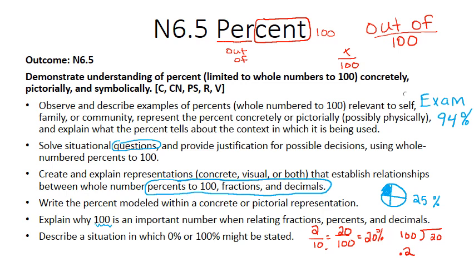The last one, describe a situation in which 0% or 100% might be stated. So lots of different ways. If it's pouring rain right now, the weatherman would say there's 100% chance of rain, because it's definitely happening. It is for sure. If it's a 0% chance of rain, that means there's no humidity, there's no cloud in the sky, it would never happen. So 0% is never or nothing, and 100% is all or one.